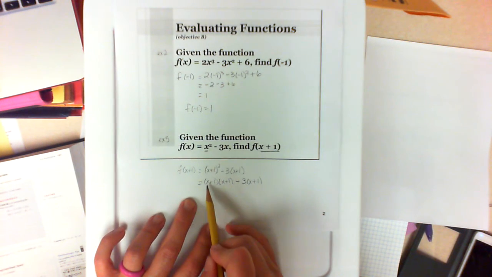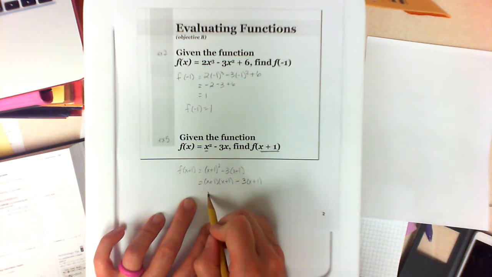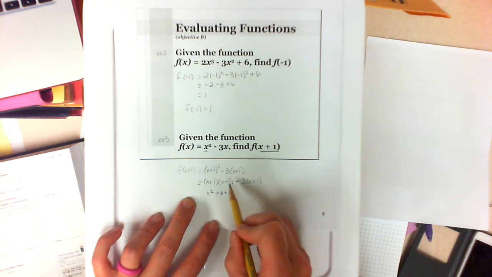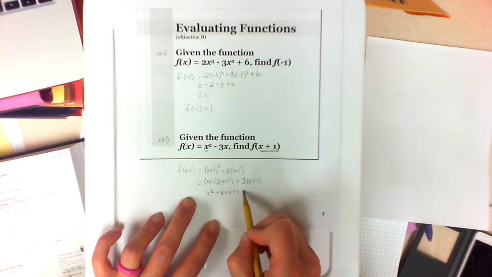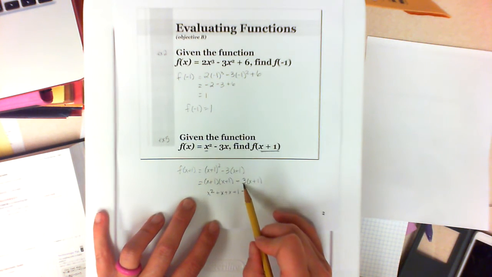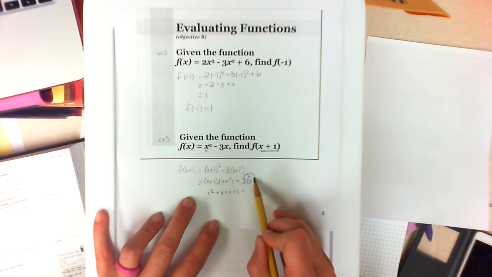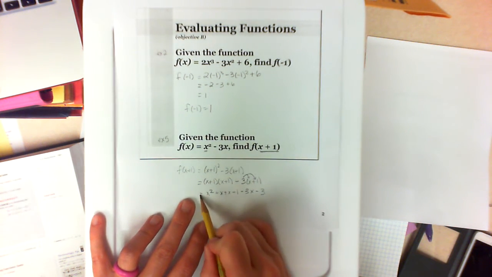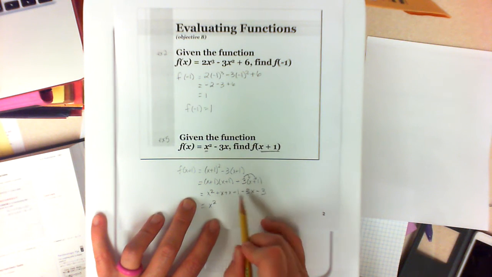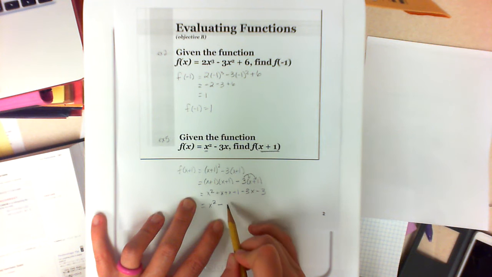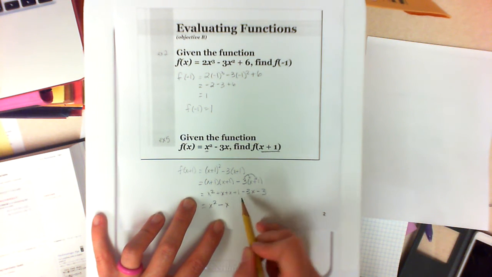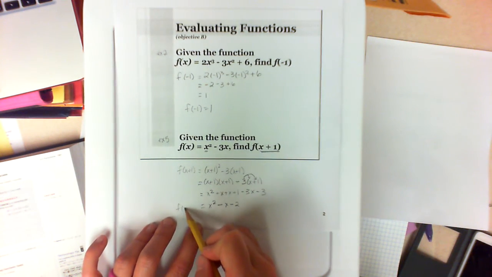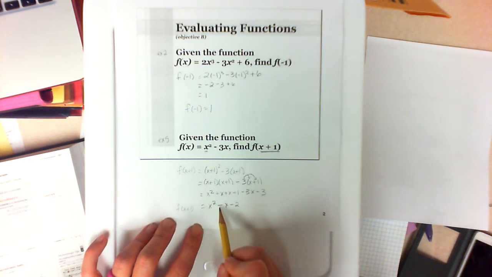So if I use FOIL, it's the first times the first, x squared, outside times the outside, plus x, inside times the inside, plus x, last times last, plus 1, minus, and I'm going to distribute right now, so -3 times x, so I'm going to go to the first term and then the last term. -3x minus 3. Now I combine like terms, so I'm going to have x squared. We've got x, -3x, which is -x, and then I've got +1, -3, so minus 2. So f of x plus 1 equals x squared minus x minus 2.